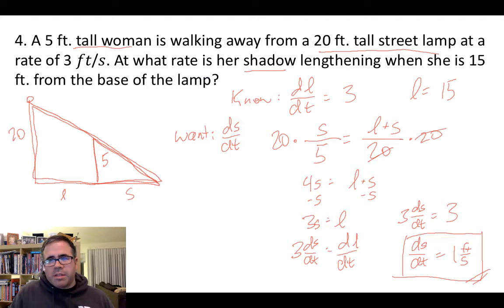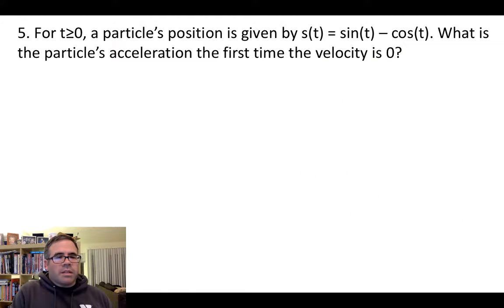It's kind of interesting. This is very simple because ds dt doesn't actually depend on when you take it. As long as she's going at 3 feet per second, ds dt is going to always be 1 foot per second. So that makes this nice. It's a nice one. All right.